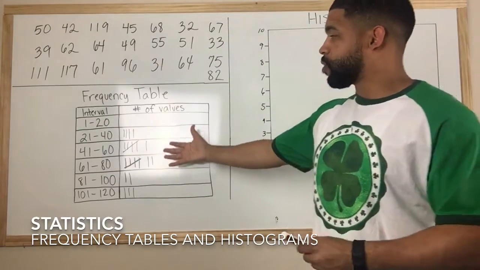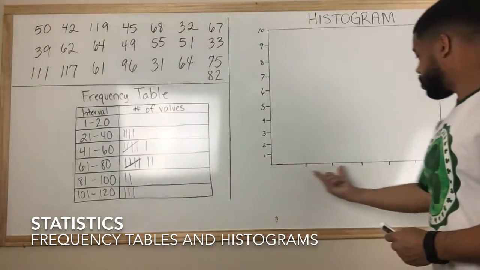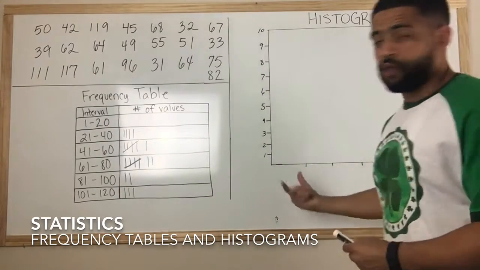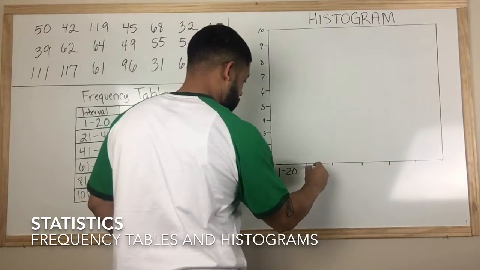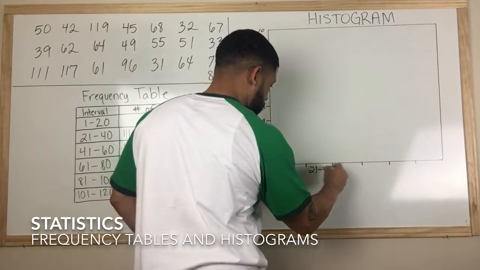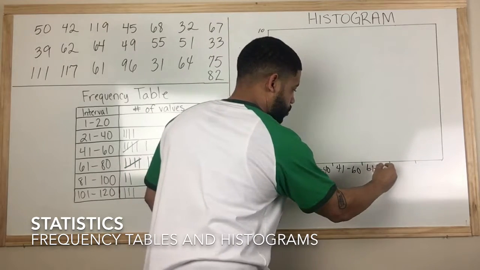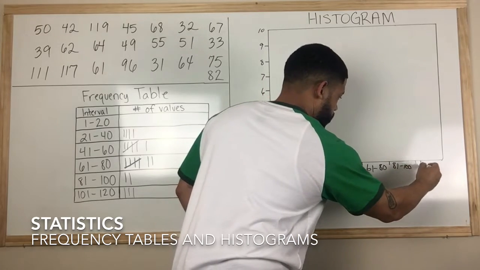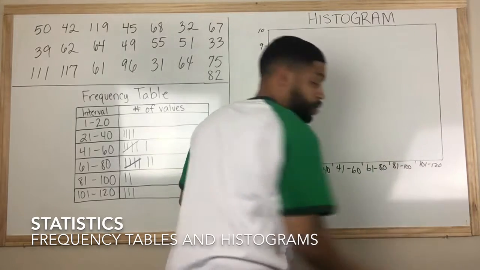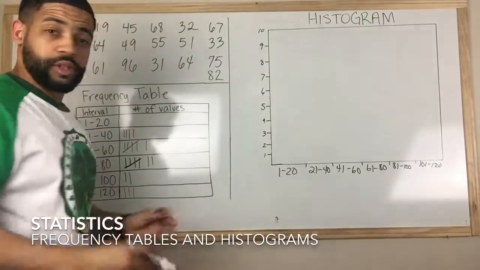Now we're going to take the frequency table and make the same intervals. They're going to go across our x-axis on our graph. So this first interval, 1 through 20, then 21 through 40, 41 through 60, 61 through 80, 81 through 100, and then 101 through 120. Okay, so I have my different intervals. So what I'm going to do is graph these now.